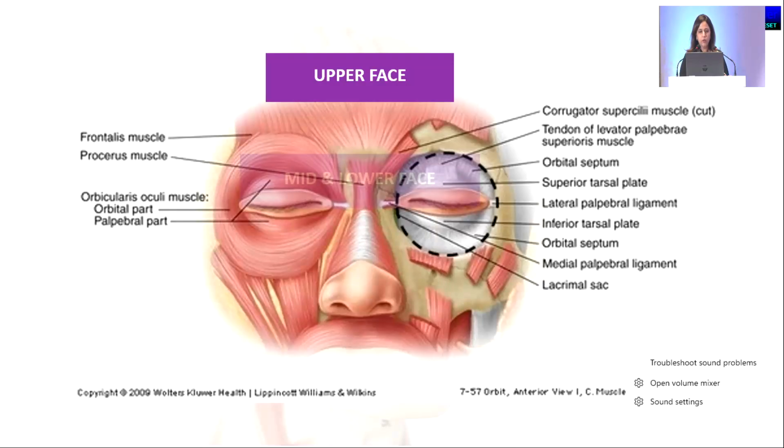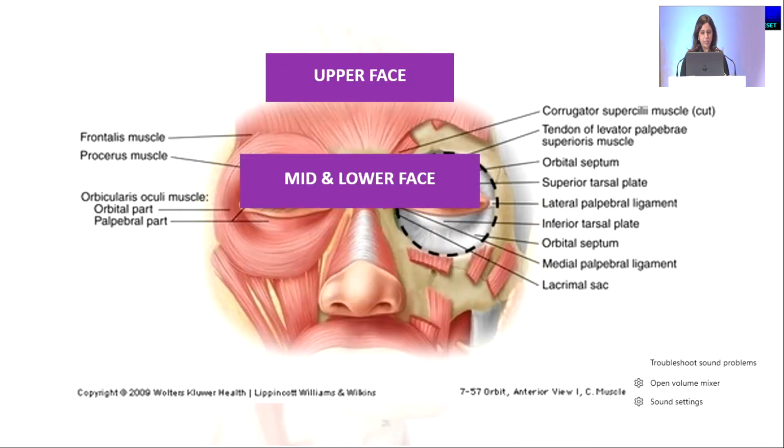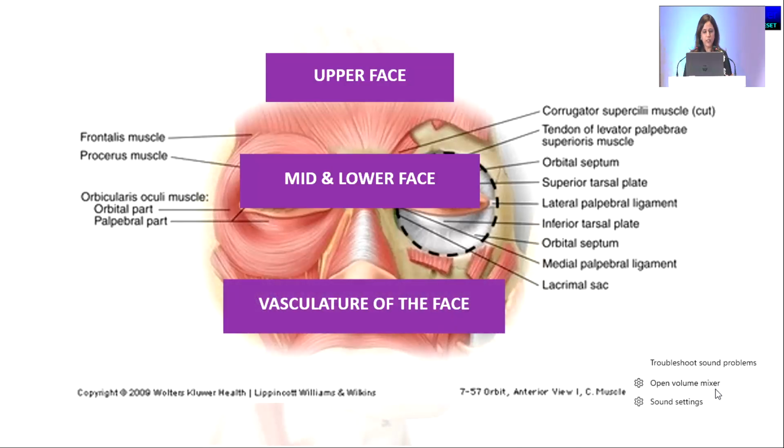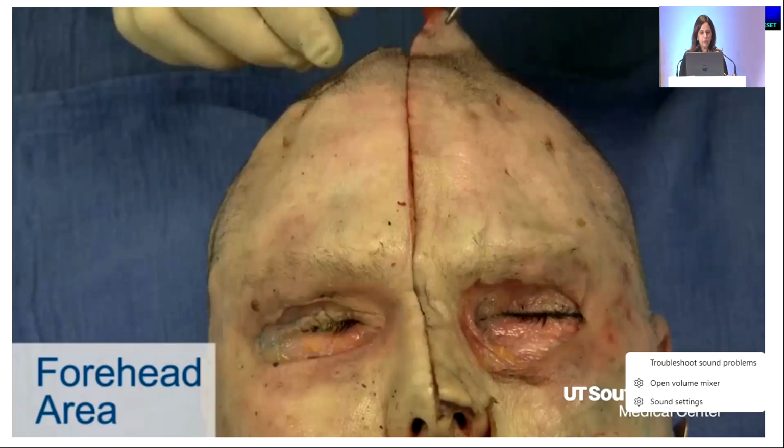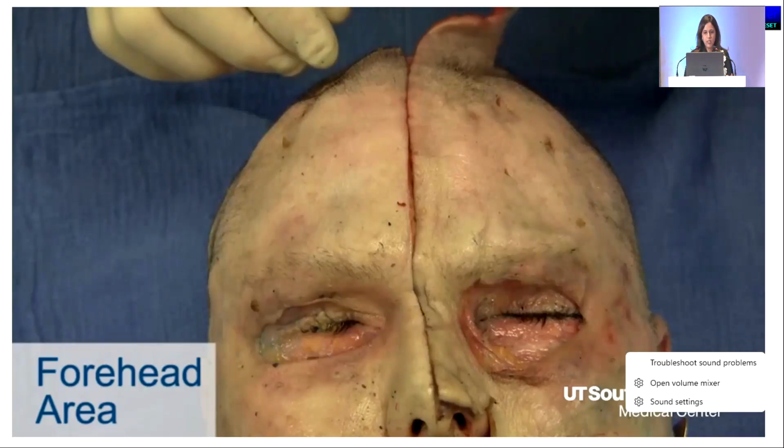I have divided it into 3 parts. First part will cover the upper face, second the middle and lower face, and third the vasculature of the face. Starting with the first part, the forehead.